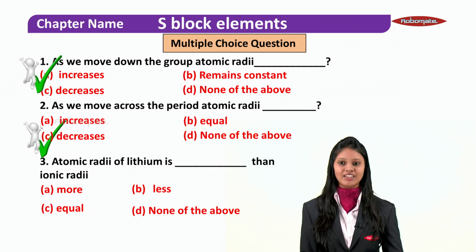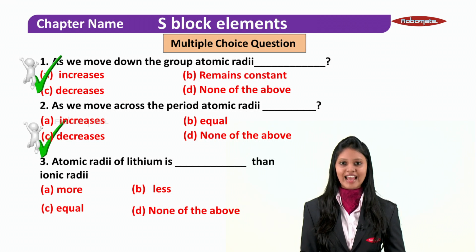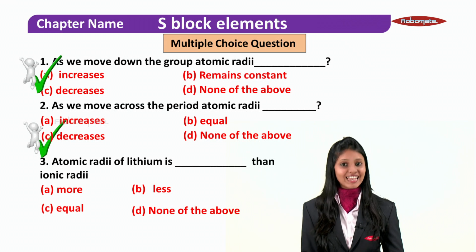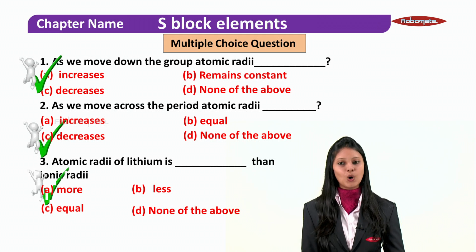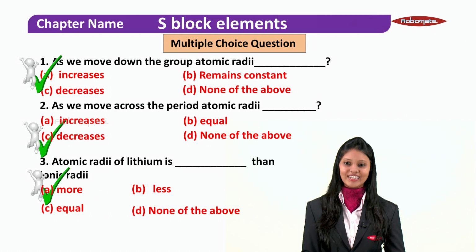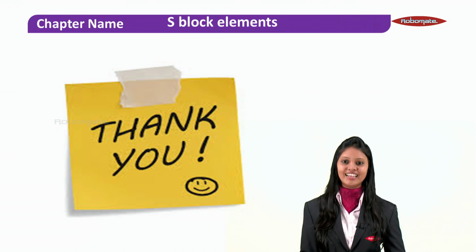And the last question: atomic radii of lithium is dash than its ionic radii. The correct answer is, for any S block element, atomic radii is always greater than ionic radii. If you got all the 3 questions right, you got 3 on 3. Thank you.